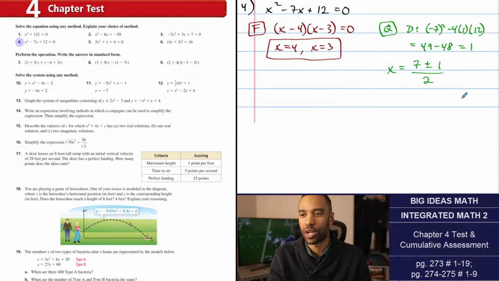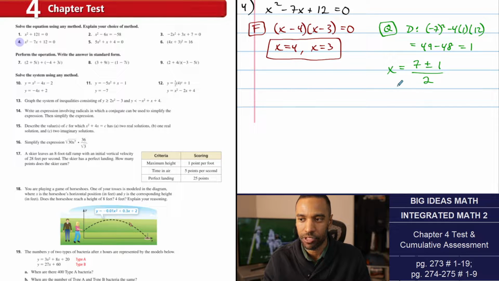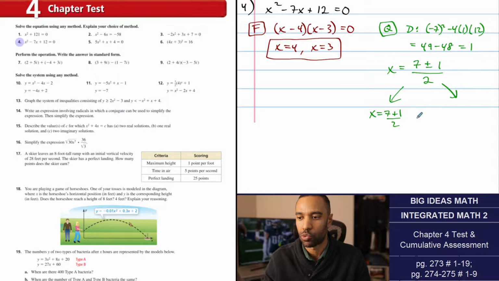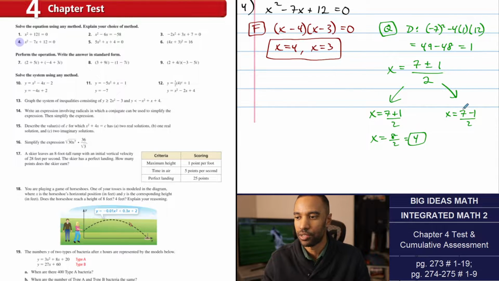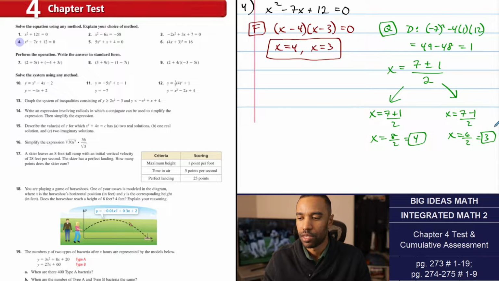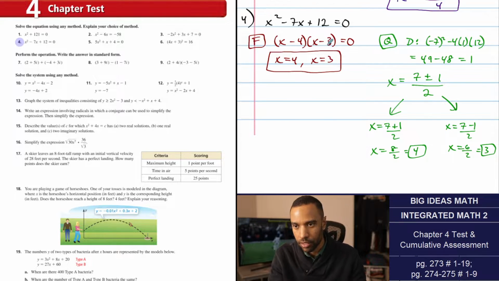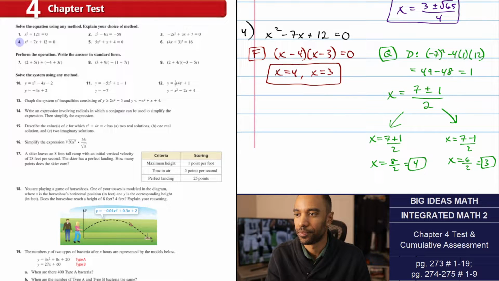I like using this quadratic formula version to show you and emphasize the fact that there are 2 solutions and we actually got to simplify them. We have 7 plus 1 over 2 and 7 minus 1 over 2. These ones actually combine. 7 plus 1 is 8 and 8 over 2 is 4. That's an answer. 7 minus 1 is 6 and 6 over 2 is 3. So we do get 4 and 3, a lot longer than the factoring, especially if you know how to factor that. So factoring is my go-to.